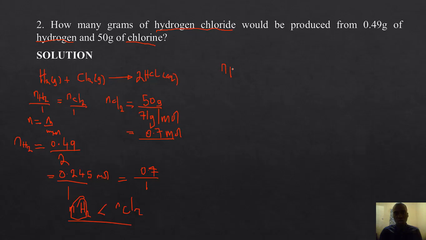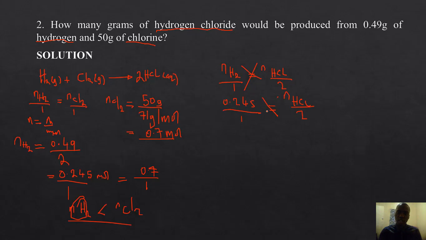So the limiting reagent is hydrogen, meaning to determine the amount of product formed here, we are simply going to say number of moles of hydrogen over 1 is equal to the number of moles of HCl over 2. So we can cross multiply this one here. Now the number of moles of hydrogen we know from here is 0.245. So this one will be 0.245 over 1 is equal to the number of moles of HCl over 2.